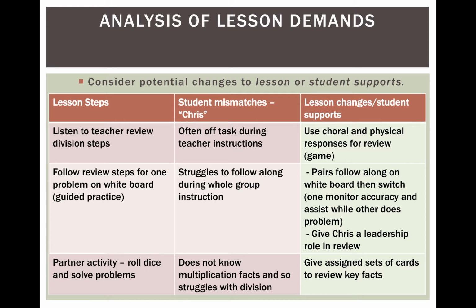And then finally, the last part of this example lesson is that they're going to be involved in some sort of partner activity where they will be rolling dice and solving problems. But we also know that Chris struggles with multiplication facts and division. So the way that we can support Chris is to give him assigned sets of cards to review key facts. Again, this is anticipating based on our experiences of the student, based on their learning profile, instead of just teaching straight through and telling Chris, well, too bad that you don't know your multiplication facts, I gotta keep teaching, because more than likely Chris probably isn't the only student that's struggling with multiplication facts.